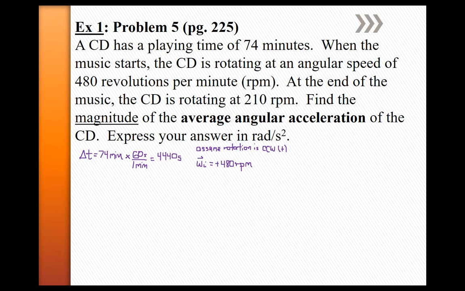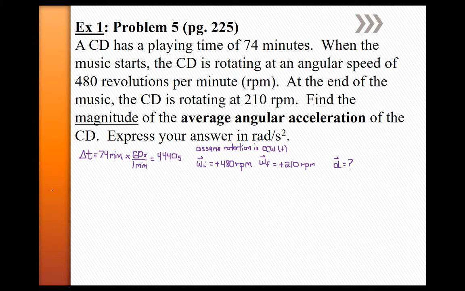Now it says at the end of the music, the CD is rotating a little bit slower, still in the positive direction. And it's now rotating at an angular velocity of 210 revolutions per minute. Okay, and what it wants me to do is calculate the angular acceleration, the magnitude, as well as drop the direction at the end, and I need to express the answer in units of radians per second squared. Okay, so how do we calculate this?